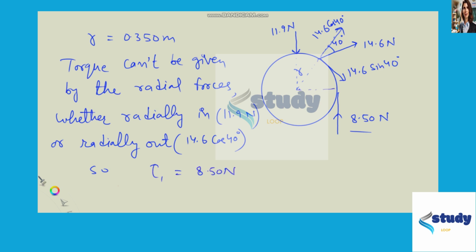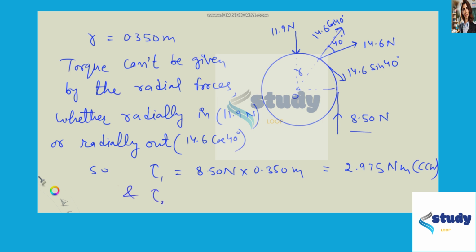multiplied by the radius, the perpendicular distance of the line of action of this force from the axis of rotation. So this is 0.350 meter, and it is calculated to be equal to 2.975 Newton meter, and that is counterclockwise in direction.